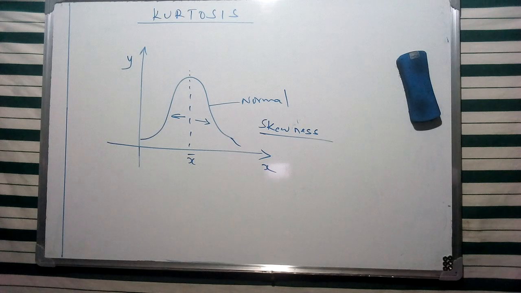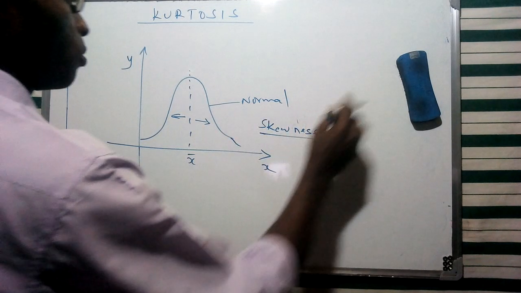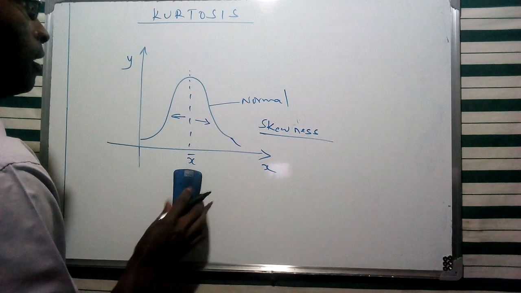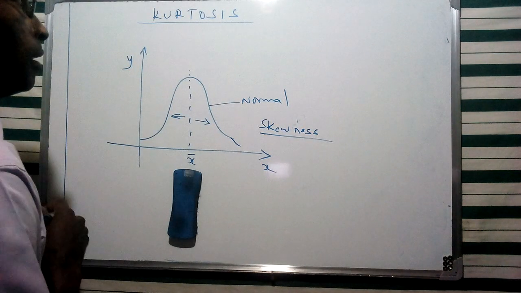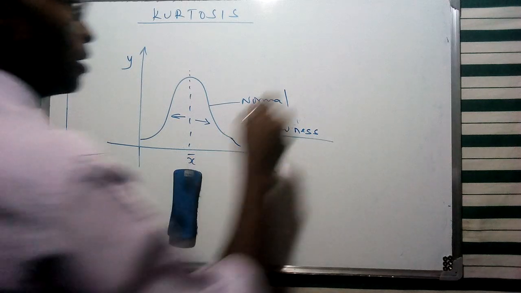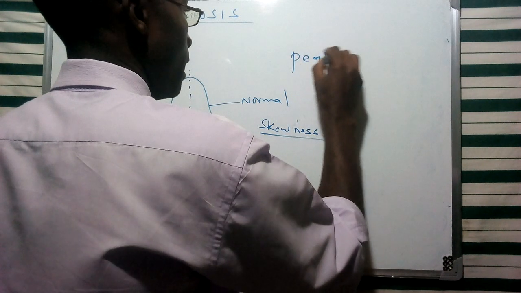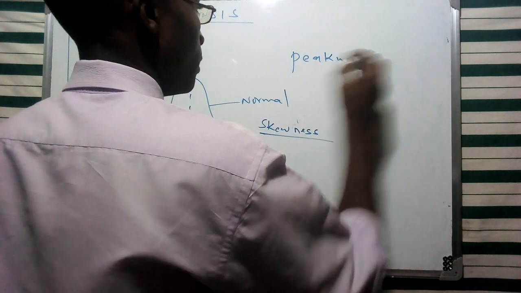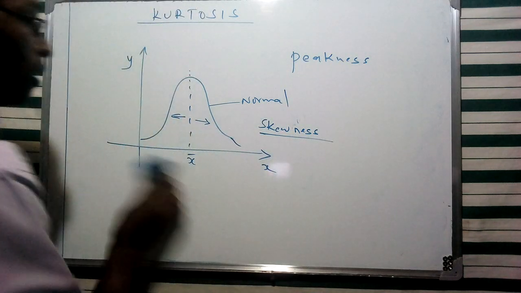Now, in this case, this was mainly concerned with the shape of a particular curve. And we're going to look at a different way of describing this specific distribution using the concept of peakedness. Of course, this is going to dictate how sharp a particular curve is.